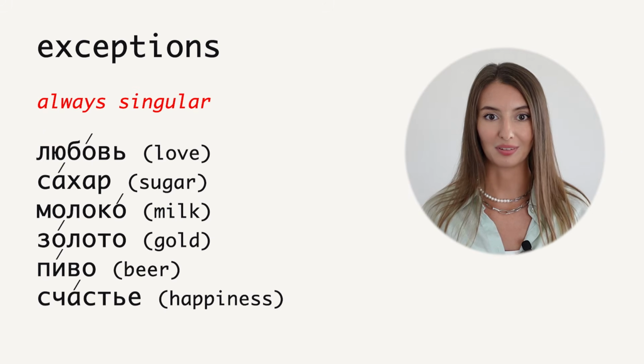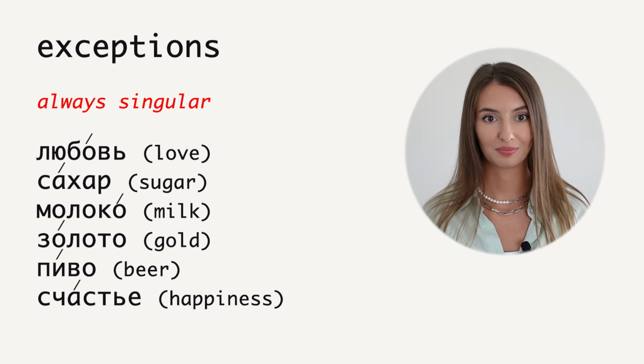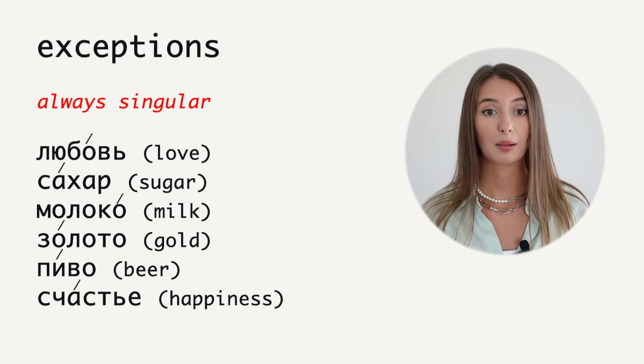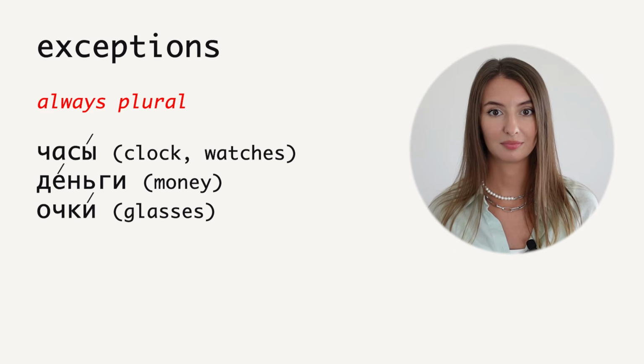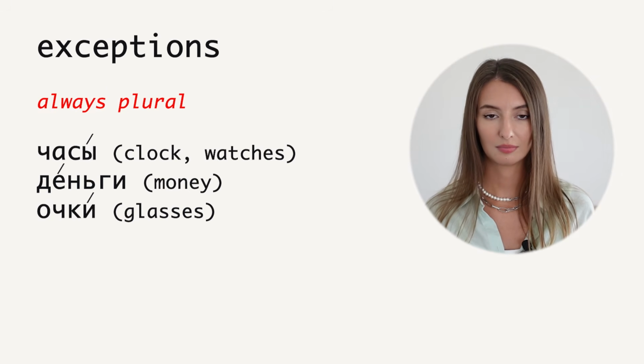Another exception is a group of words which are always singular. Usually these are things which we can't count, like feelings, for example. For example, любовь, сахар, молоко, золото, пиво, счастье. If we have words which are always in singular, we can also have words which are always in plural. These words are часы, деньги, очки.